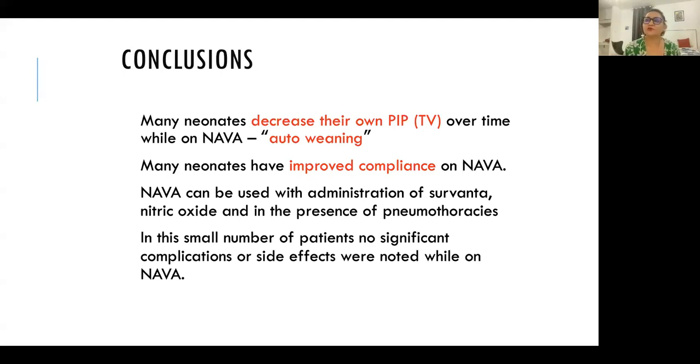This can also be used along with Survanta or Curosurf or nitric oxide, or if you have pneumothorax. So this can be used with those kinds of babies. In this small number of patients, no significant complication or side effects were noted while on Nava when you are giving these modalities.